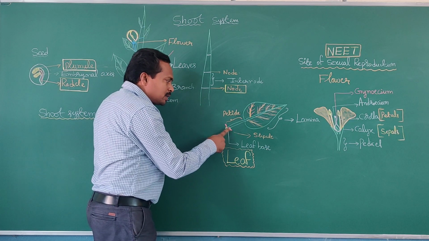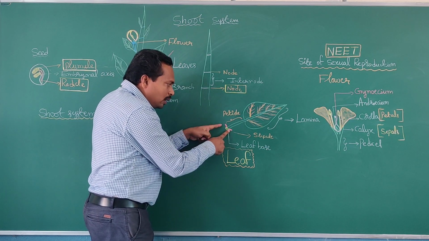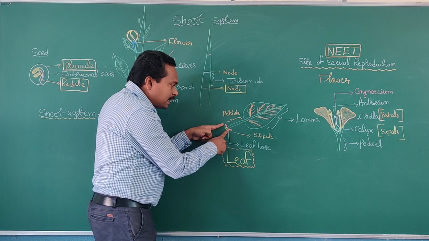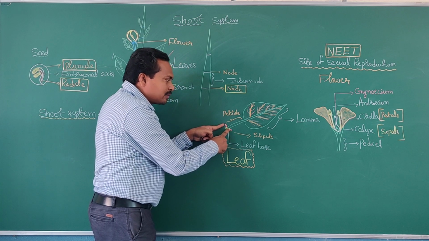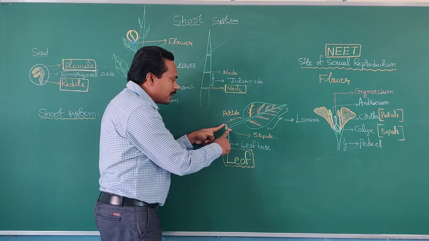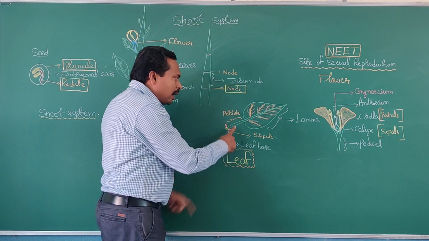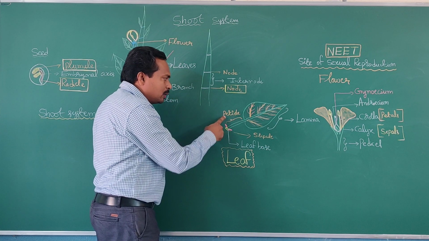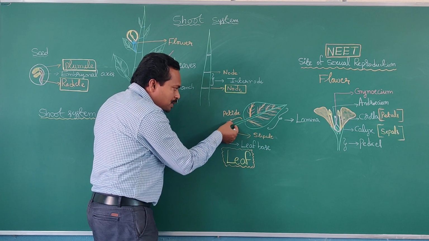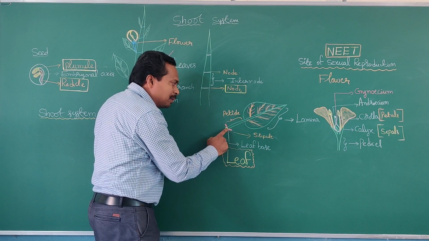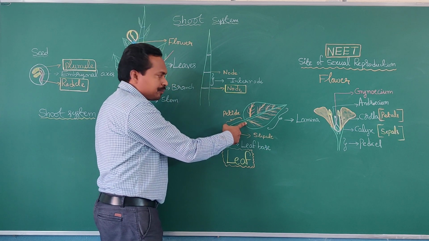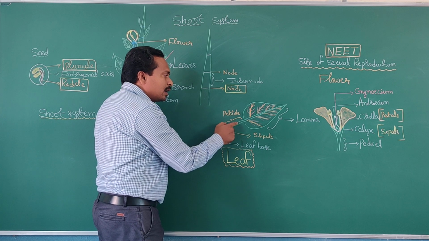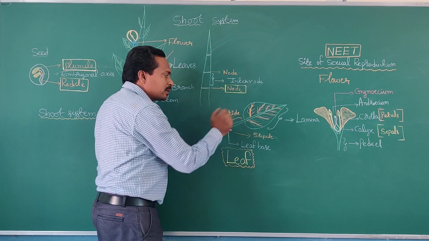Okay. Next, stipules: the small leaf-like, red-colored structures present at the base of the leaf. These are known as stipules. And next, the third part: petiole. Petiole means the long stalk-like portion present between the leaf base and the lamina. The long stalk-like structure between the leaf base and the lamina is known as a petiole.